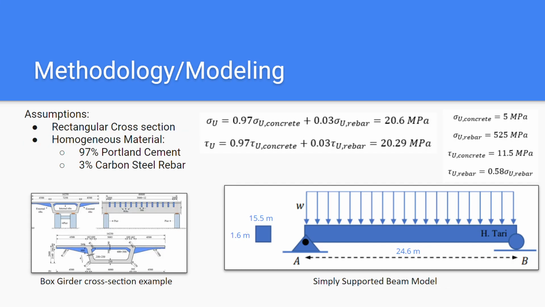Moving on, the bridge is symmetric about an expansion joint at its center, so we considered just one half of the bridge. From there, we modeled it as a simply supported beam. The real bridge uses box girder construction, but we simplified this to a solid rectangular cross-section. We also assumed that the bridge was made of a homogeneous material, consisting of 97% concrete and 3% rebar. These assumptions guided our analysis of the bridge's strength.